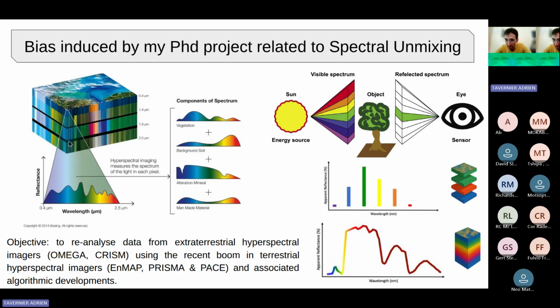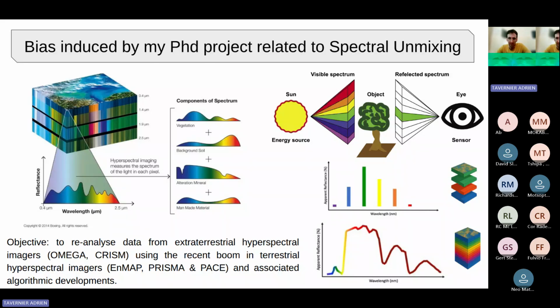Because 1 pixel is, for example, 30 meters by 30 meters, which is a typical resolution of hyperspectral missions on Earth, we have integrated information. In this pixel, we can have vegetation, soil, building. So we have to do an unmixing of these components to go back to the different components within 1 pixel. The objective of my PhD is to use the recent boom of hyperspectral missions that are observing Earth.